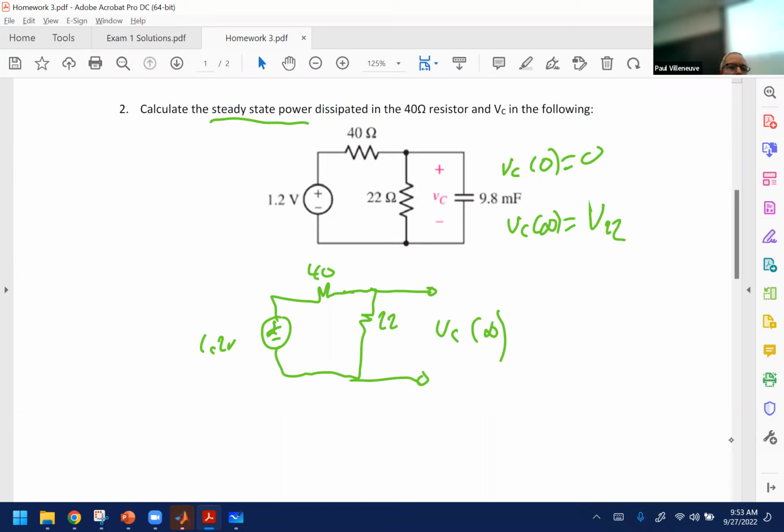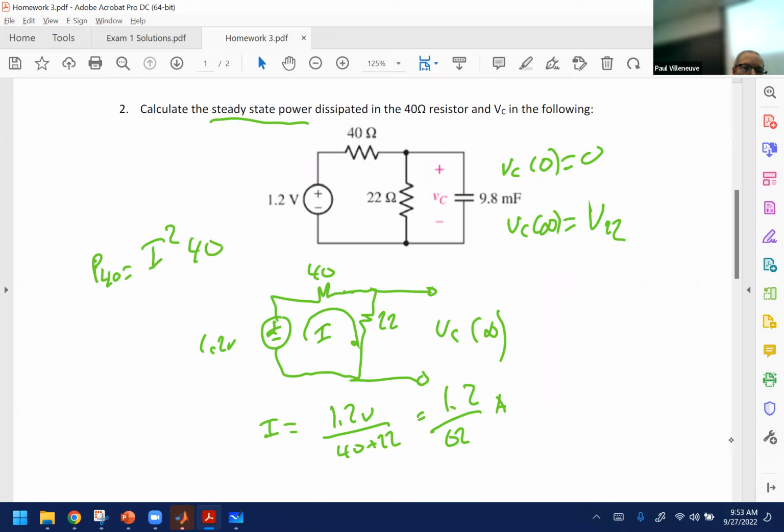Or how would you solve for the power dissipation? Probably the easiest thing to do. You could do voltage divider rule, but maybe solving for the current through there. In steady state, I is going to be equal to 1.2 volts divided by 40 plus 22, 1.2 over 62 amps. And now once I have that, the power from the 40 ohm resistor is equal to I squared times 40. Anybody want to see those numbers?